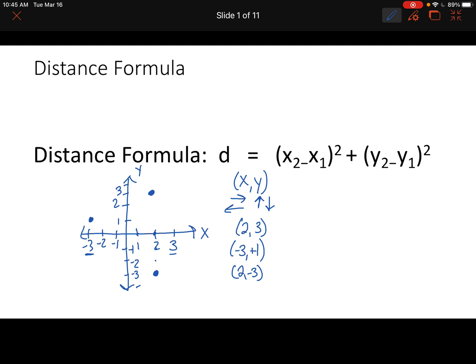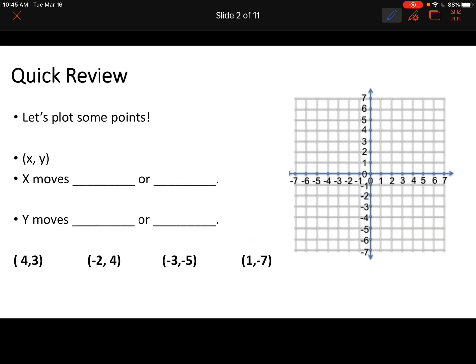So our distance formula: D stands for distance, and then (x2 minus x1) squared plus (y2 minus y1) squared. Your x's and your y's come from your coordinate points. Or to do this, we could also use a squared plus b squared equals c squared, the Pythagorean theorem, as long as we have a right angle that we are looking at. All right, here we go. So just what I talked about.